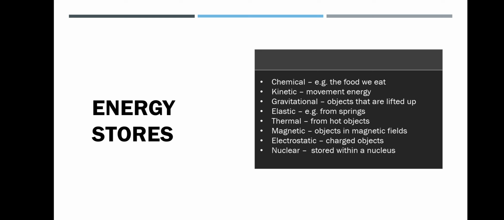Next up we have energy stores. Now there are a couple of energy stores. The first one is chemical, which is the food we eat. Then it's kinetic, which is the movement energy. Next is gravitational, which is the energy of the objects that are lifted up. Then elastic, which is from springs. Then thermal, which is from hot objects.